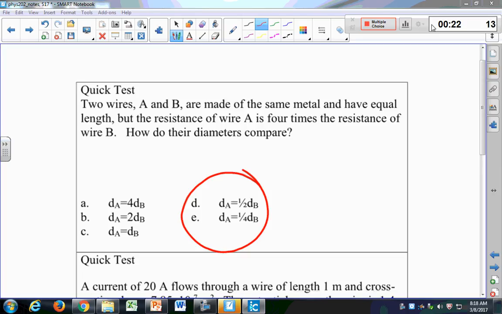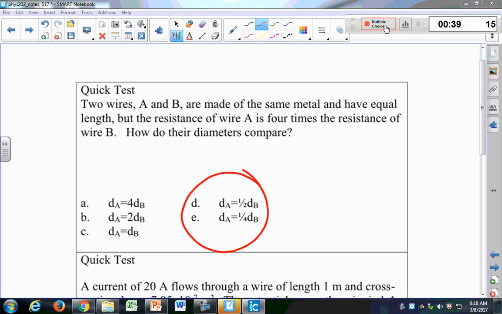I'm glad that you put D or E, because resistance of wire A is big. That means it's going to have a smaller diameter. So wire A is definitely smaller than wire B. So we can get it down to just 2 options. But how do we figure out the particulars of that?